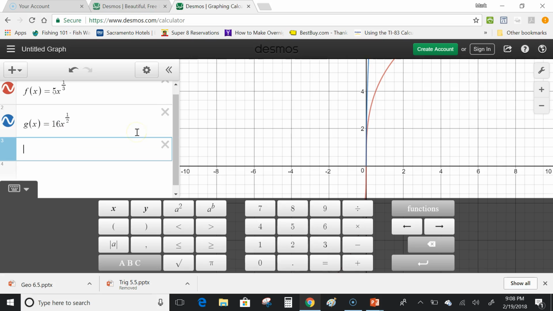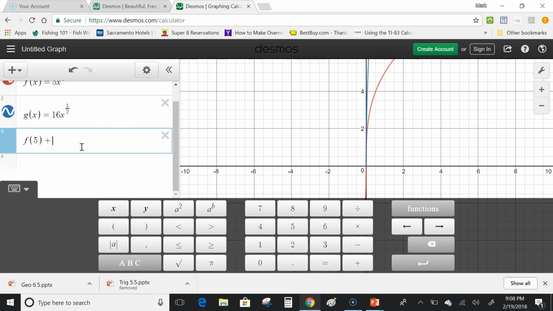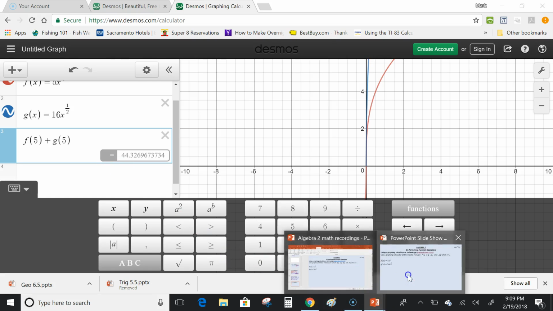And really from there, it's very simple. You just say, okay, I want to know what f of 5 is. Well, there's f of 5. And if I add that to g of 5, there it is. So f of 5 plus g of 5 is 44.32. Let's go ahead and just round to the nearest tenth. 44.3.